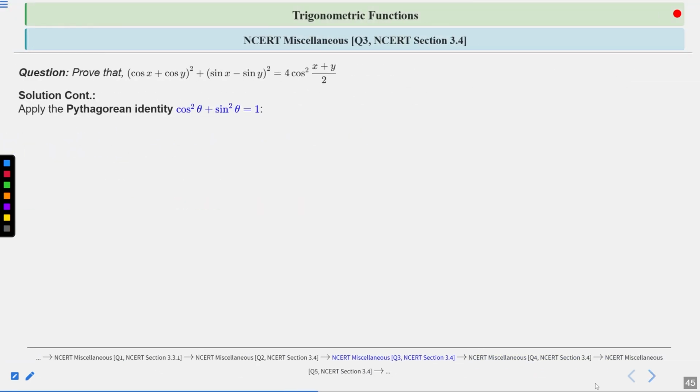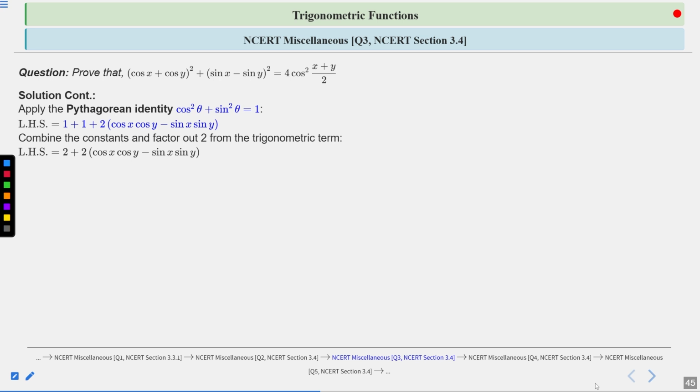Now apply the Pythagorean identity, which is cos square theta plus sin square theta is equal to 1. We will get LHS is equal to 1 plus 1 plus 2 times cos x cos y minus sin x sin y. Combine the constants and factor out 2 from the trigonometric terms. We will get LHS is equal to 2 plus 2 times cos x cos y minus sin x sin y.